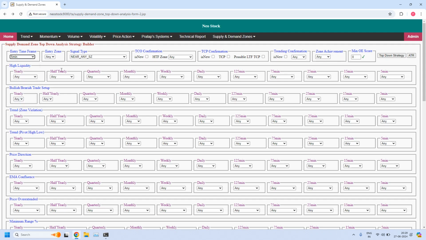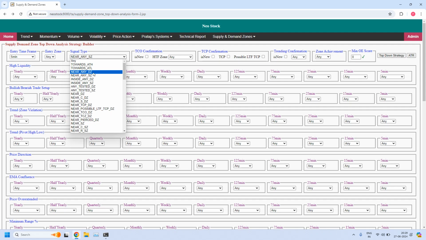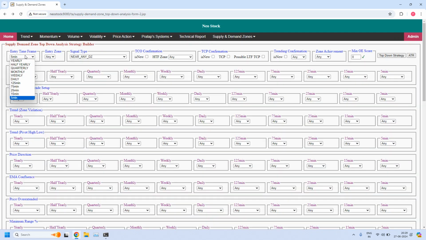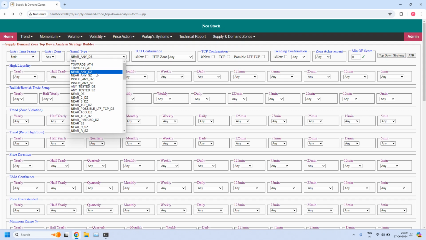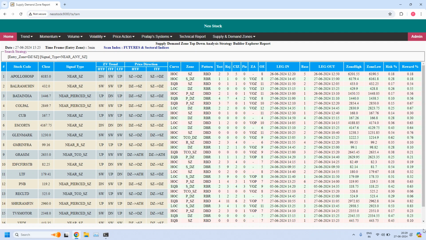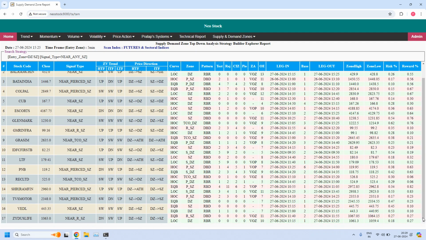And 5 minutes time frame, let us find the stocks near 5 minutes demand zone. 9 stocks are filtered. Let me go back. For 5 minutes time frame, let us find the stocks near 5 minutes supply zone. So this is the list. So total 17 stocks are filtered.